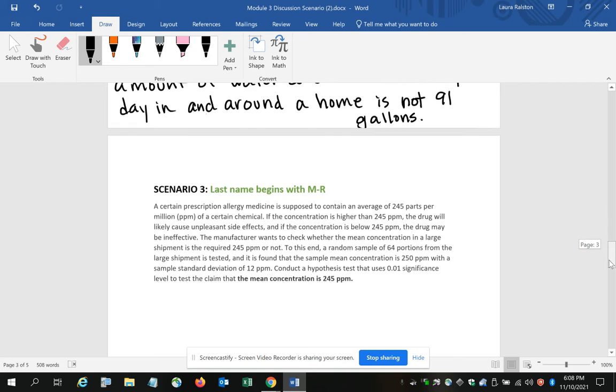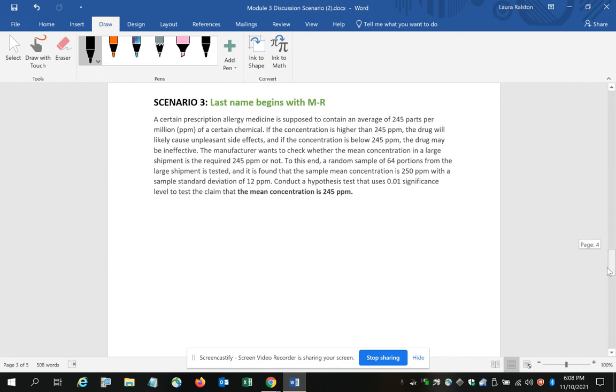All right, let's look at the third one. A certain prescription allergy medicine is supposed to contain an average of 245 parts per million of a certain chemical. If the concentration is higher than 245, the drug will likely cause unpleasant side effects. And if the concentration is below 245, the drug may be ineffective, meaning it doesn't work.